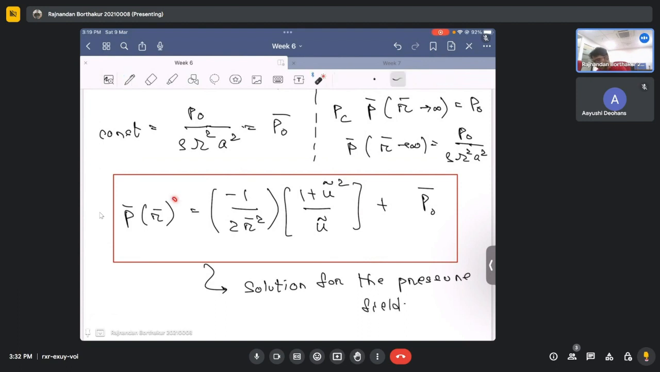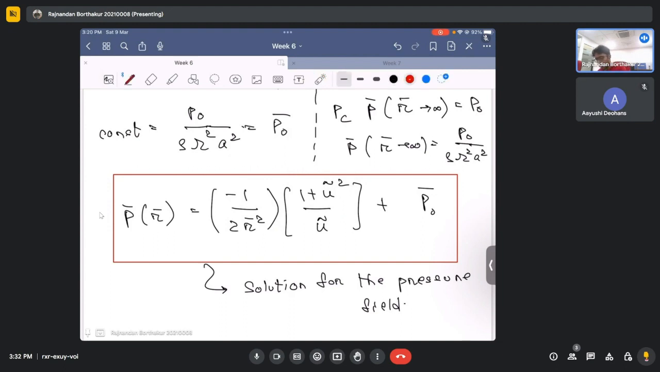So P bar minus P naught, which is basically the gauge pressure, or the scaled pressure, varies as 1 upon R bar squared. It's interesting, right? The velocities, as you saw, vary as 1 upon r, and the pressure varies as 1 upon r squared. So the pressure field would die out more rapidly than the velocity field, and this is one thing we can conclude from this observation.